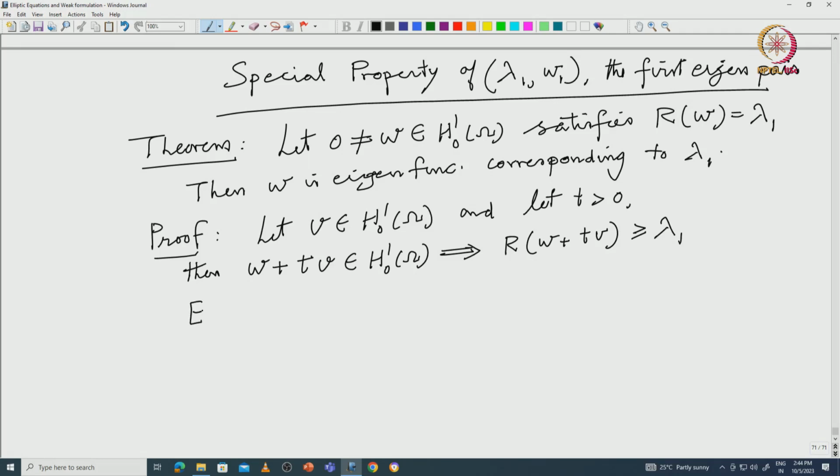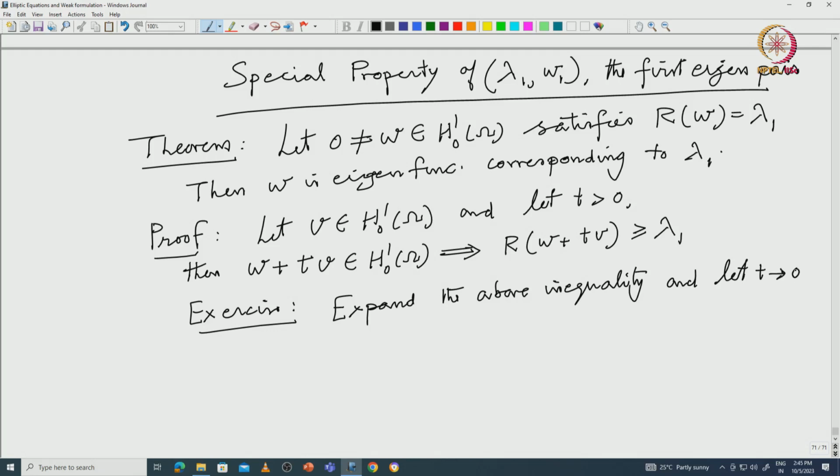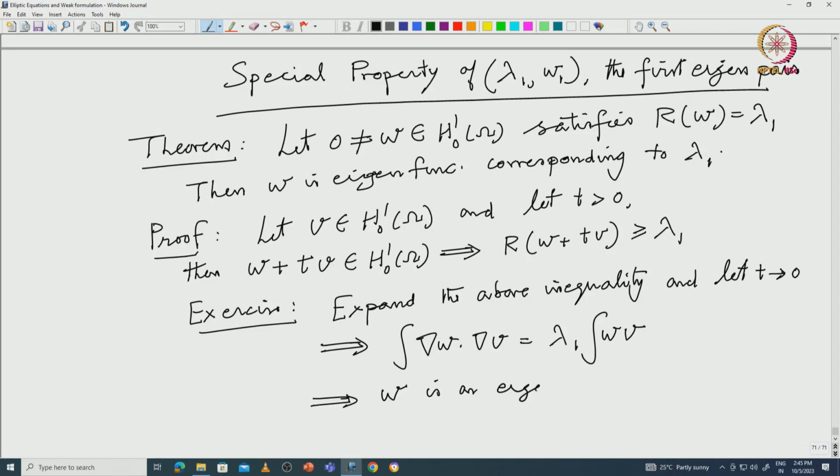So, what is the small exercise which I will leave? Exercise: expand the above inequality and let t tend to 0, do it appropriately. It is a direct way of doing it. That will imply the integral of grad W, grad V equals lambda 1 times the integral of W V. This is what you want to show, and that implies W is an eigenfunction.